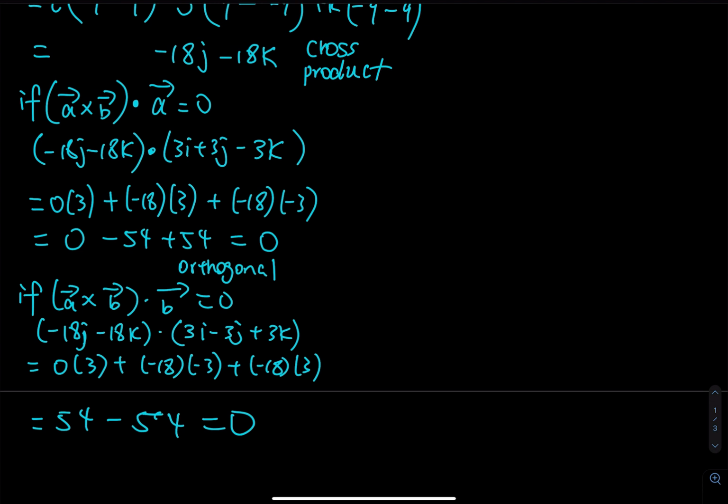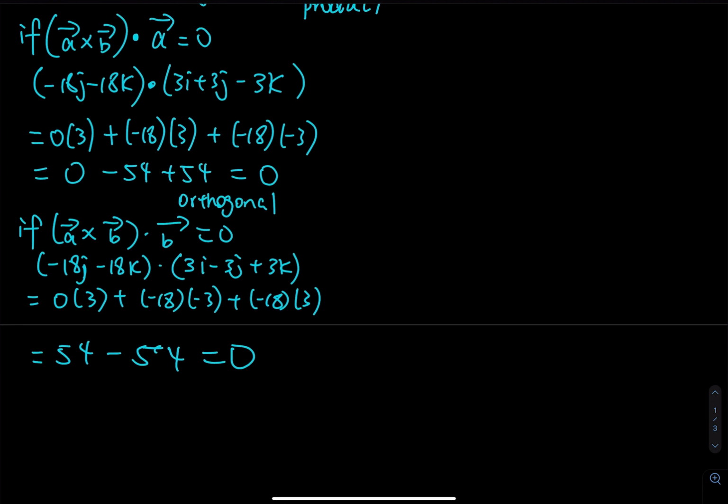So everything we did was successful. The cross product is orthogonal to vector A and vector B, because that is how the cross product works. The cross product, you need two vectors, right? A and B, and then by the definition of what it is, what is the cross product? The cross product is a vector that is perpendicular to vector A and vector B.